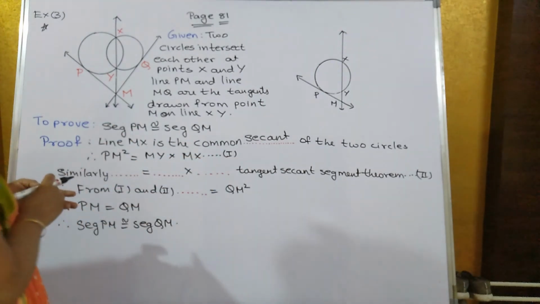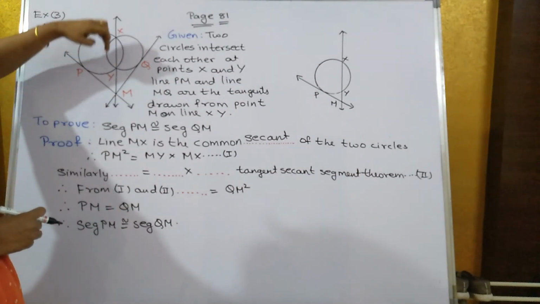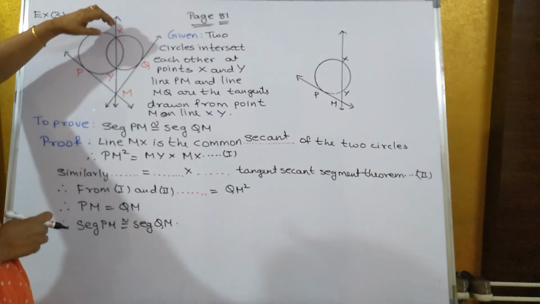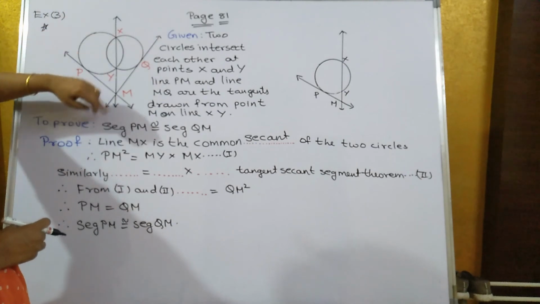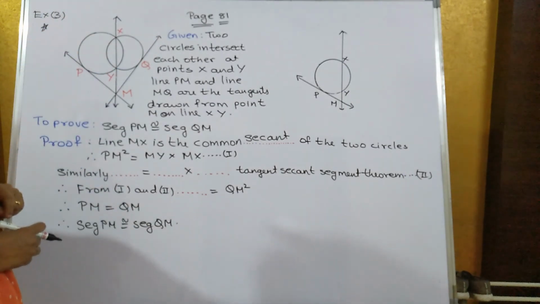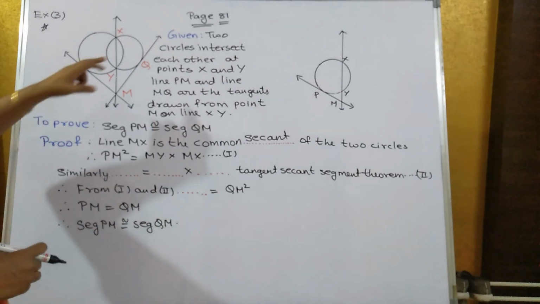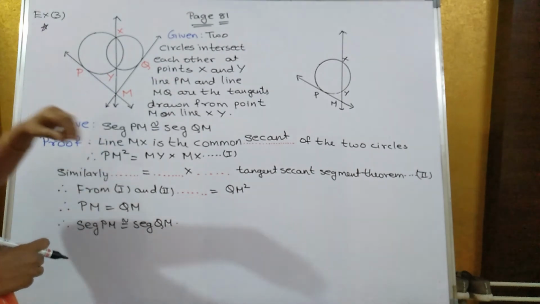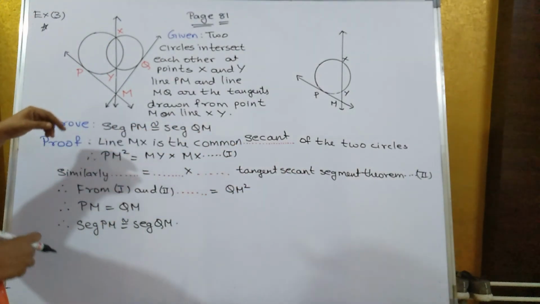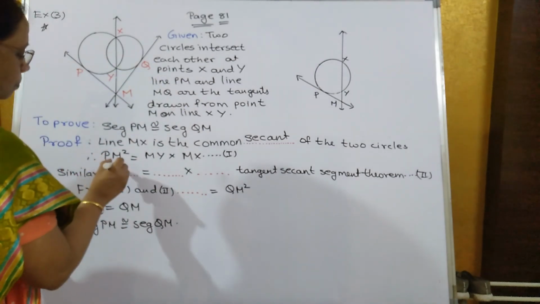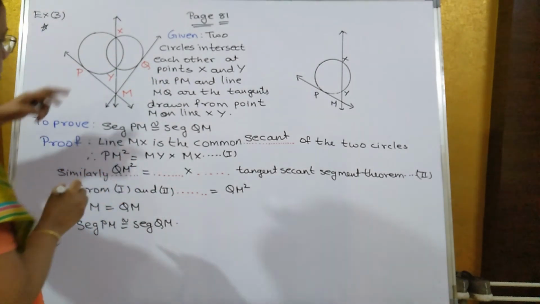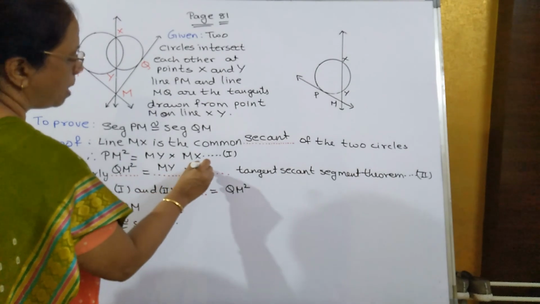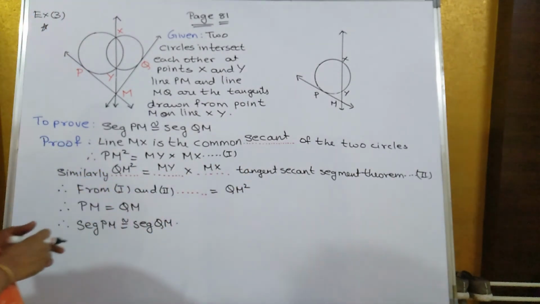Similarly on the other side circle also, in this circle MX is a secant and MQ is a tangent. So according to tangent secant segment theorem, I will repeat once more. In this circle MX is a secant and MQ is a tangent. So according to tangent secant segment theorem, what will we get? QM square is equal to MY into MX. Tangent secant segment theorem, let that be 2.